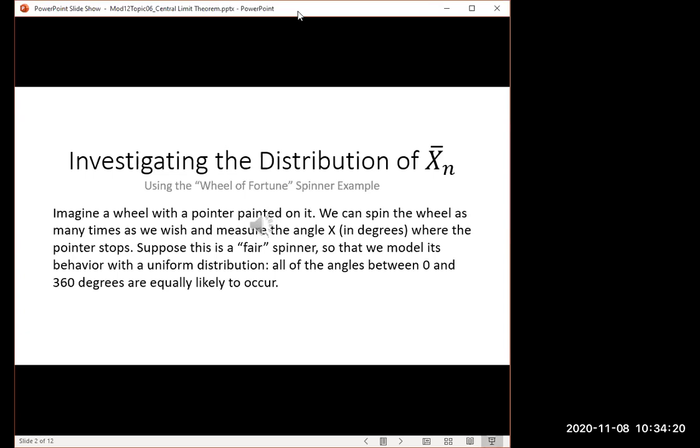And so one repetition of the experiment is to spin this thing once. But now you're going to get a sample of 36 repetitions, 36 spins or more. Well, we're going to start out with just a couple of spins and work our way up. And we're going to see what the sample mean distribution looks like.